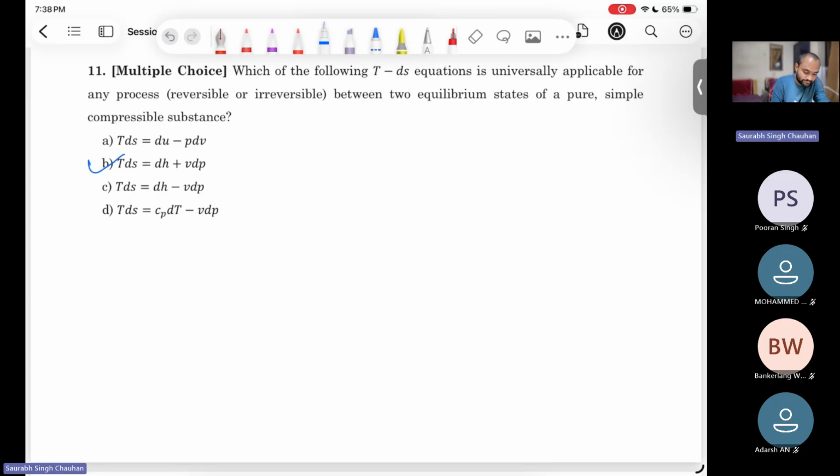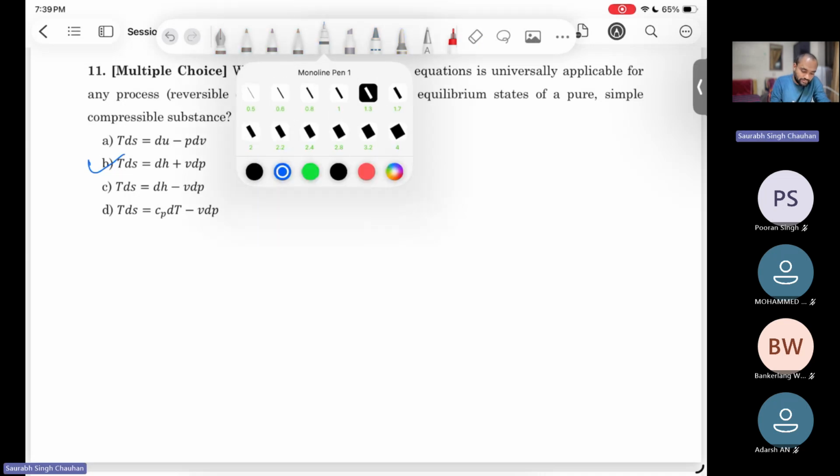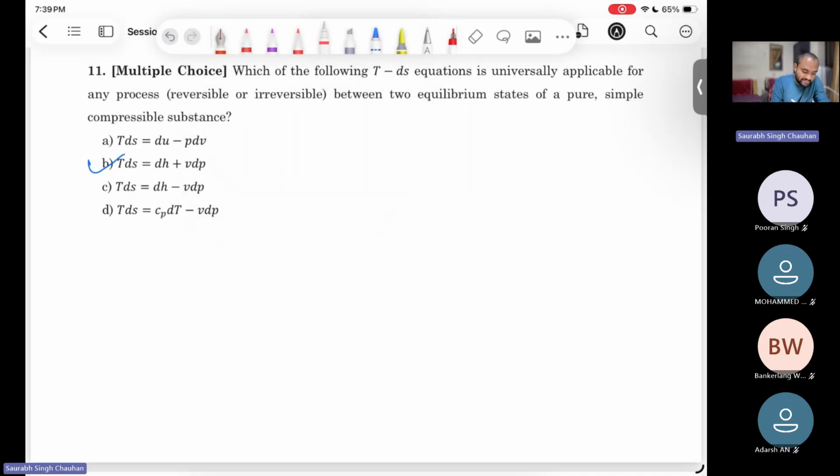But if option A was TdS equal to dU plus PdV, then this would also have been correct. Right? But it is a negative sign there. We should have a discussion on this question a little bit.